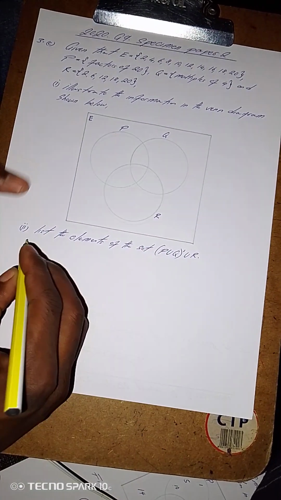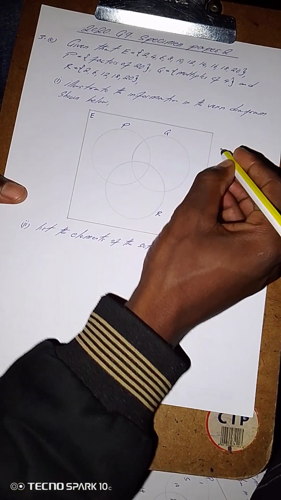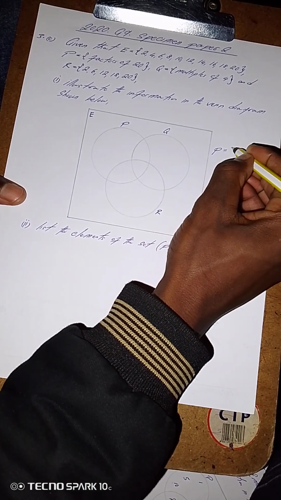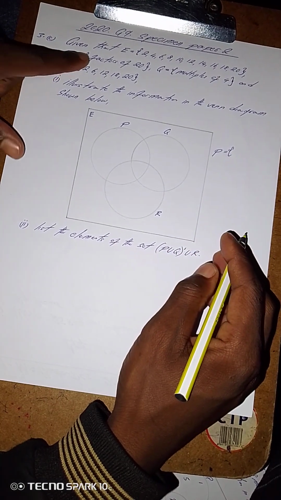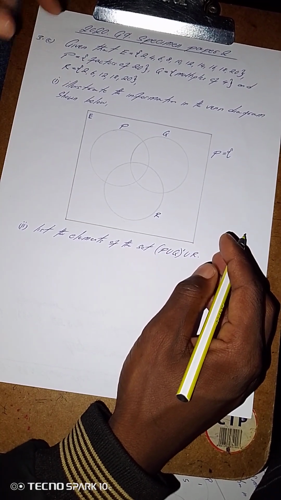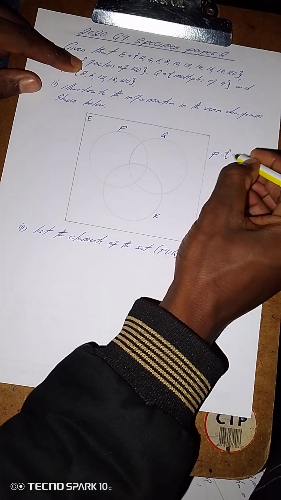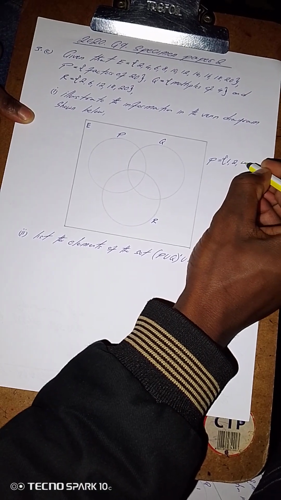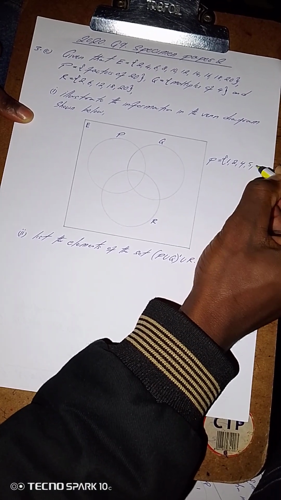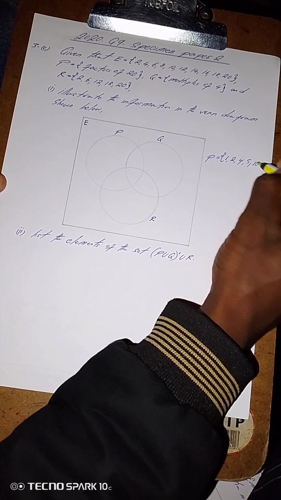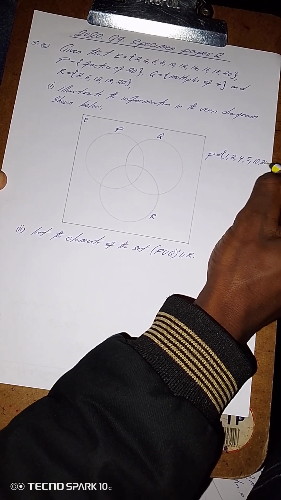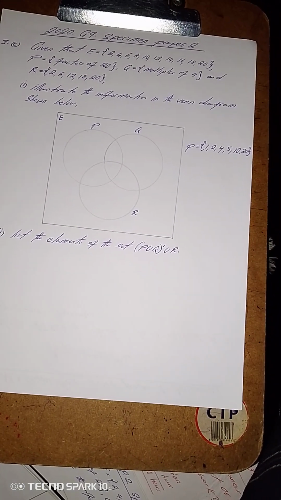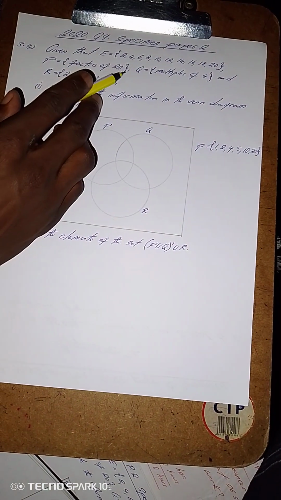So now let's list them. I'll write them here. So P equals, factors of 20, numbers that can go into 20 without leaving a remainder. So we have 1, 2, 4, 5, 10, and 20. So these are factors of 20.